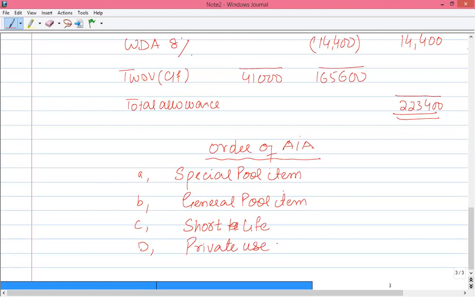Why private use asset last? Because whatever we can claim against the private use asset, whether it's AIA, WDA, or whatever, we can only get the business part of the allowance rather than the 100% allowance.